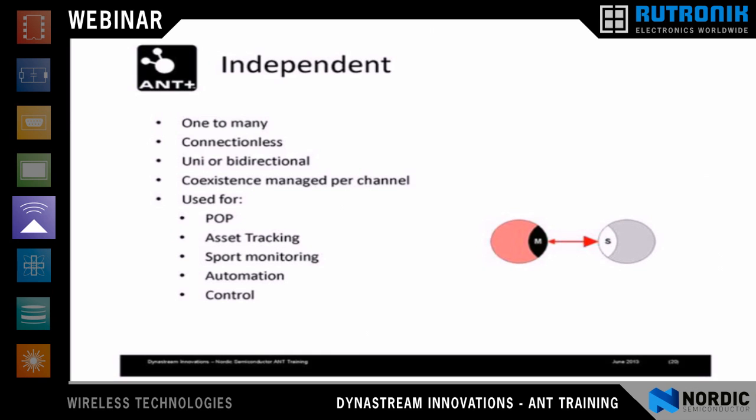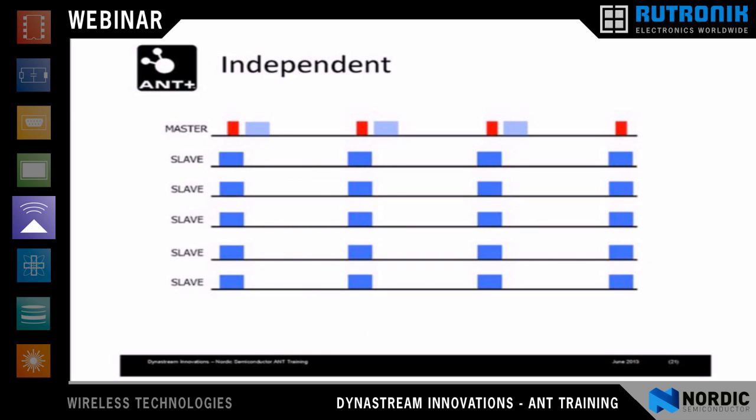So again, independent means that you have a separate master and slave connection for each channel that you open up. The coexistence is managed per channel, quite often used for point of purchase, for asset tracking, sports monitoring, any automation, and process control.